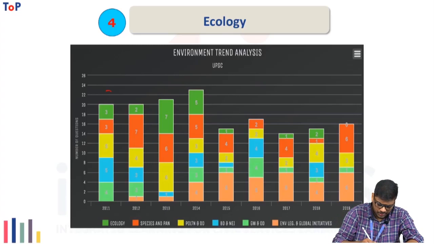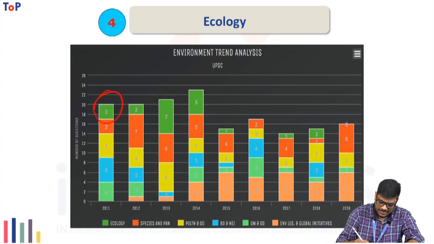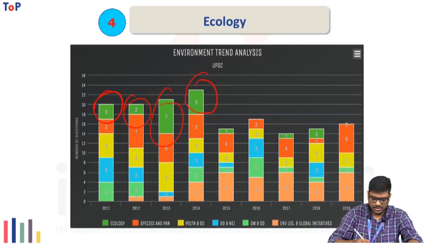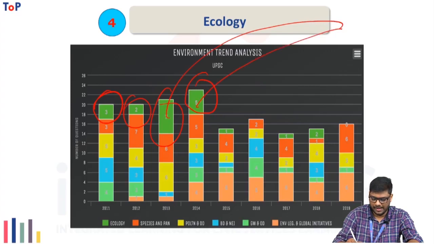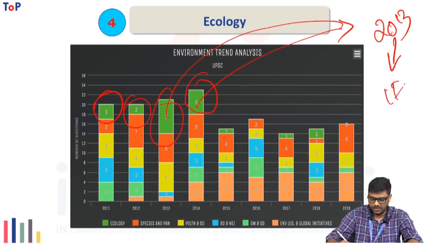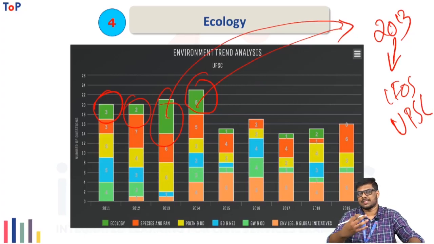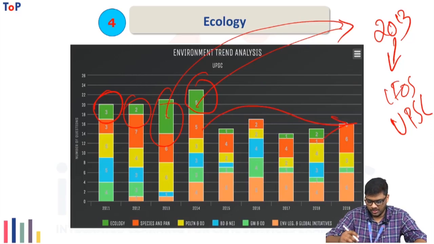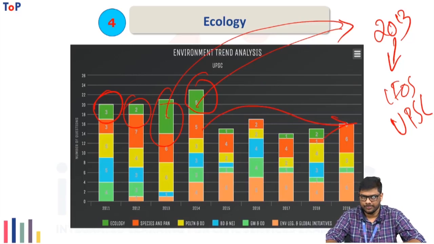So look at the number of ecology questions. Till 2014 there were a good number of ecology questions out of a total of 21, and in 2013 and 2014 you got the maximum number of questions. Why? Because in 2013 UPSC clubbed the IFoS and the UPSC civil service prelims exam together. But after that, see the graph, the weightage of ecology largely went down.